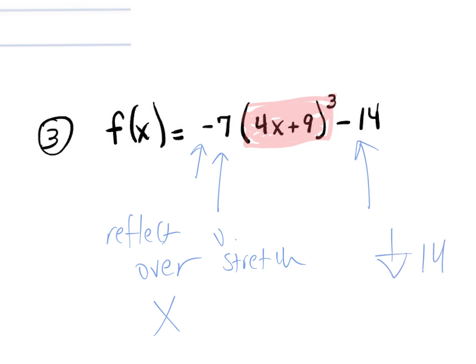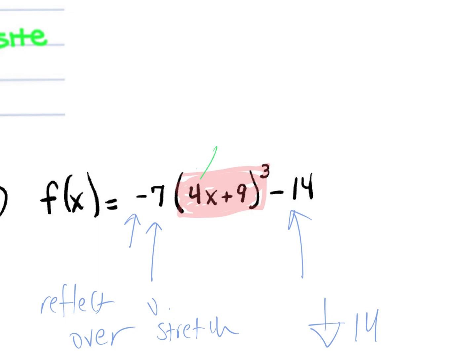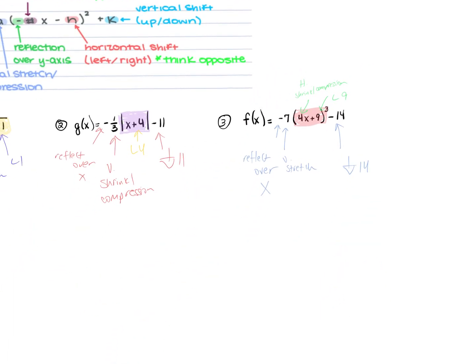All right, inside's a little trickier. I see 2 things. What is that 4? Yep, horizontal shrink or compression. Good. It appears to be a stretch because it's bigger than 1, but remember, anything on the inside is the opposite of what we think. Good job. And then what is +9 going to tell me? Left 9. Good.